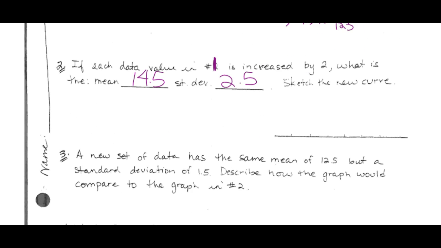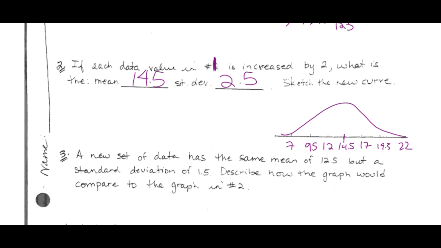Sketch the new curve. Where's our middle? That would be 14.5, this would be 17, 19.5, and 21.5. And going down, this would be 12, and 9.5. That's supposed to be 22. So the last one is 22. Thanks. 22 and 7. And if you got the normal distribution, then something like that. But the standard deviation remains the same.